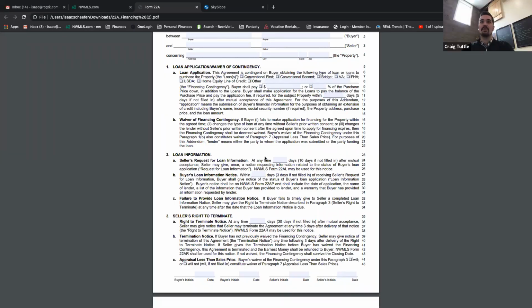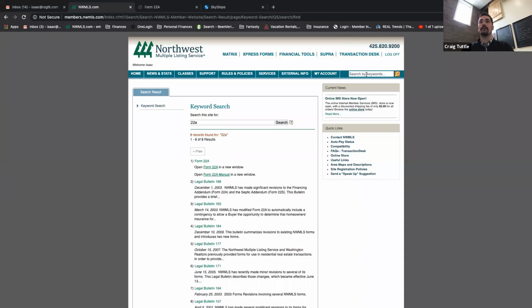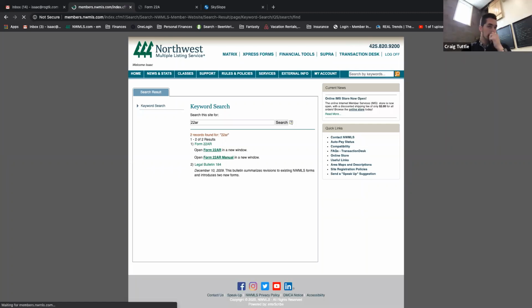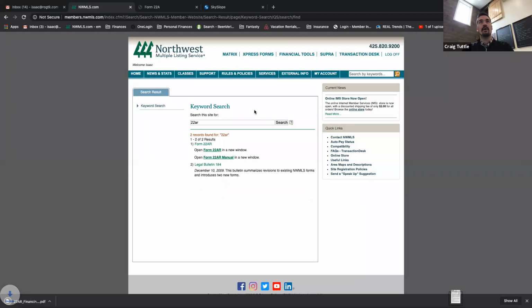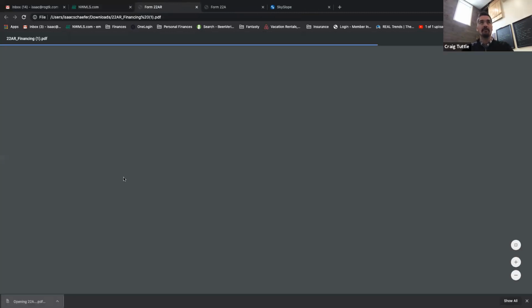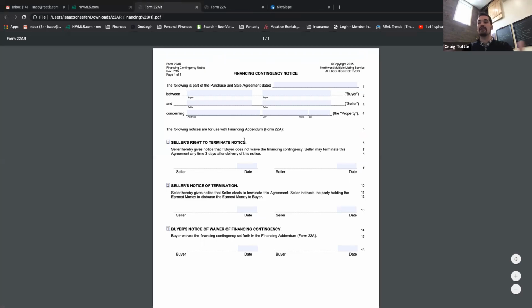Okay, sorry. So this is a 22AL, section 2. And then they have 3 days to send the 22AP. If they don't send the 22AP back within 3 days, then you can send the 22AR. And let's go look at the 22AR really quick. And this is another one where I've heard brokers be like, hey, what the heck, are you trying to terminate? And it's like, no, we want you to waive your financing.